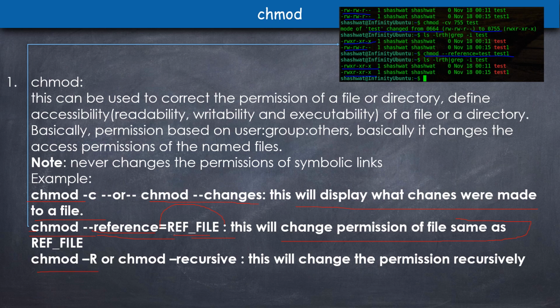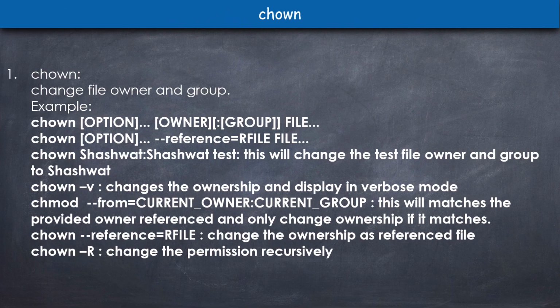Then chmod hyphen R, or chmod recursive. Suppose you have a directory and are changing the permission of the directory, you can use this command. It will change the permission of the whole directory recursively. Basically, this command is useful in managing access to a file for different users, group, or others. So the next command is chown.